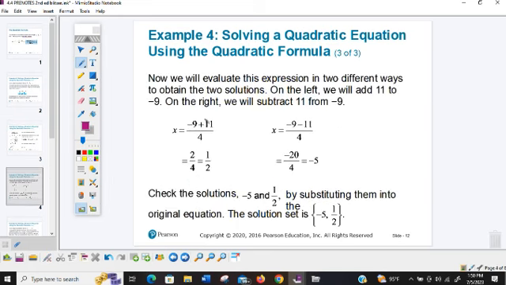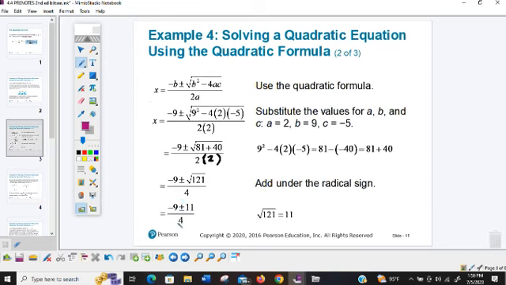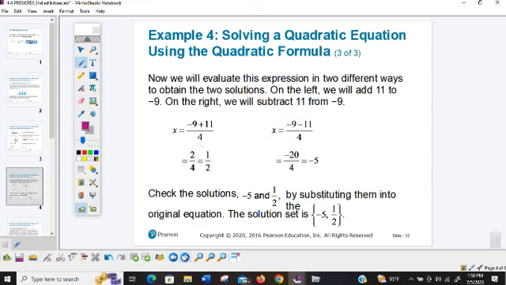We separate it. If you look right here, notice how there's a plus and a minus. First, we're going to do negative 9 plus 11 over 4. Then we're going to do negative 9 minus 11 over 4. Negative 9 plus 11 is 2, and 2 over 4 is 1/2. So this is one of my solutions right here.